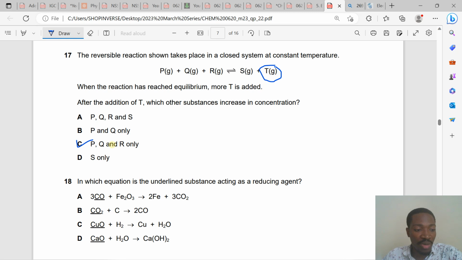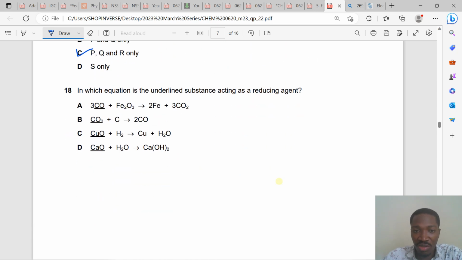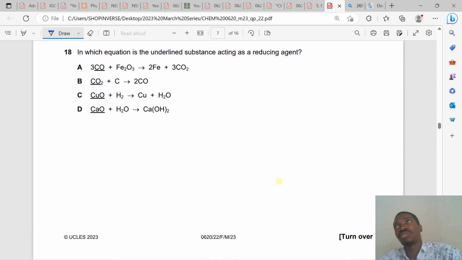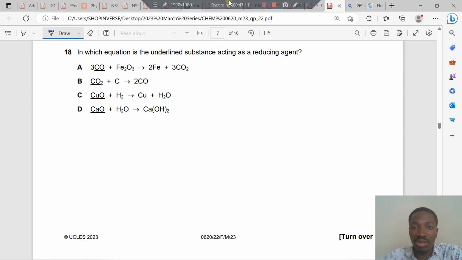Then we move straight to question number 18. In which equation is the underlined substance acting as a reducing agent? When something is acting as a reducing agent, oxidation is electron loss, reduction is gaining electrons. So you can consider the definition of oxidation as the addition of oxygen to a substance, then reduction as the removal of oxygen from a substance. You can also consider oxidation as the increase in oxidation number of a substance, and reduction as the reduction in the oxidation number of a substance.